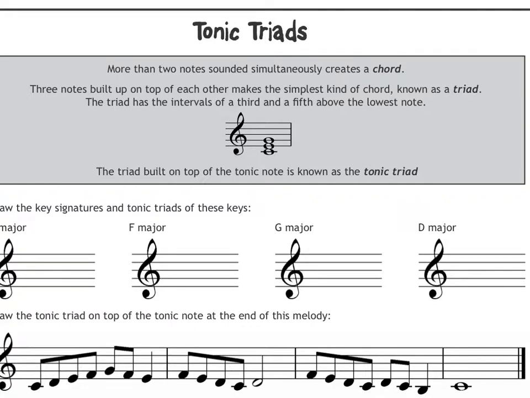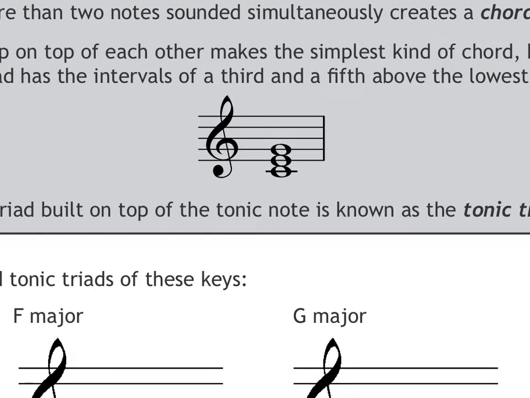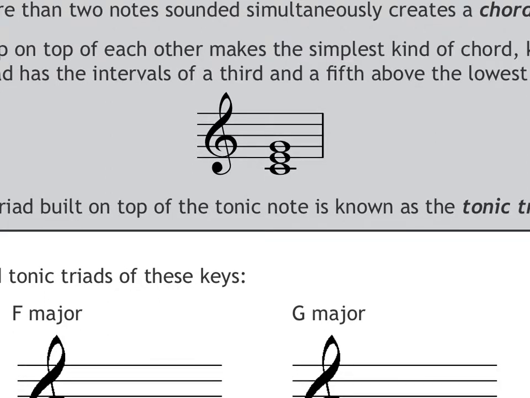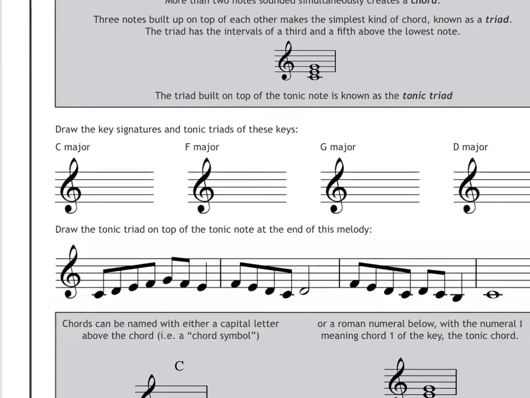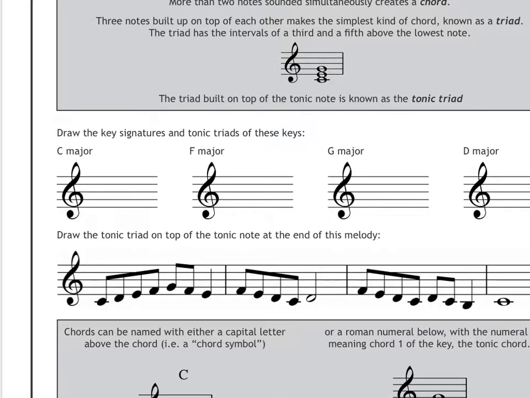Now, when we're talking about it in terms of a scale, in terms of a key signature, take a look at what's happening in this example. We have a key signature of C major, which is nothing. You know that from before. This is a triad built on top of the tonic note. We're building this triad on the note C in the key of C major. Because we are building this triad on the tonic note, it is called a tonic triad. It's built on the bottom note of the scale.